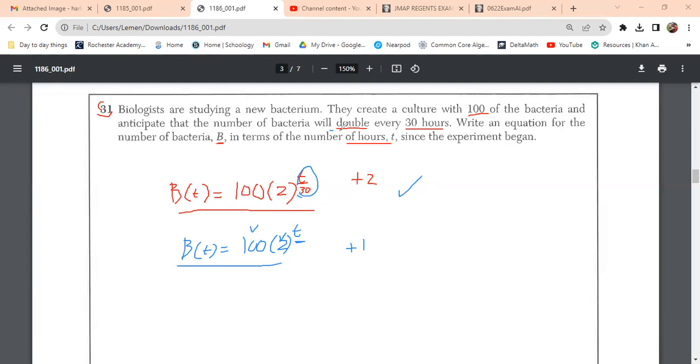But as soon as you see this word right here, you should know it's an exponential because that means it's multiplied: doubling, tripling, quadrupling, halving. Those are all words that indicate exponential.